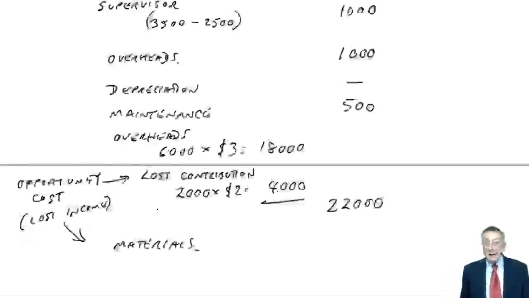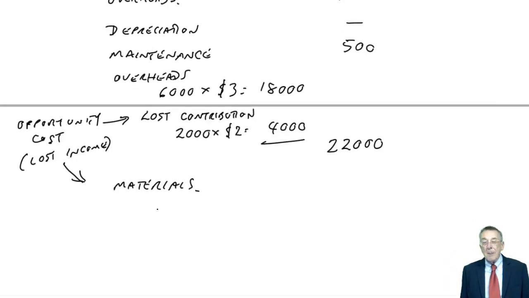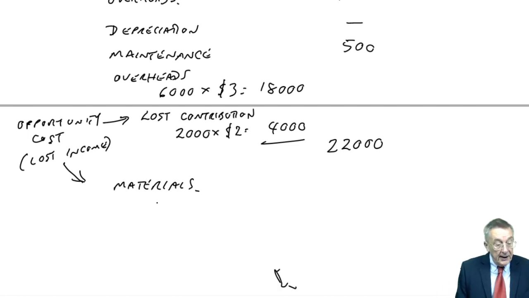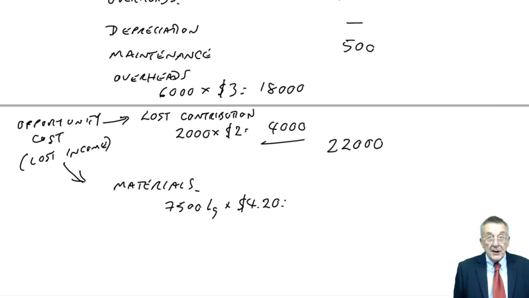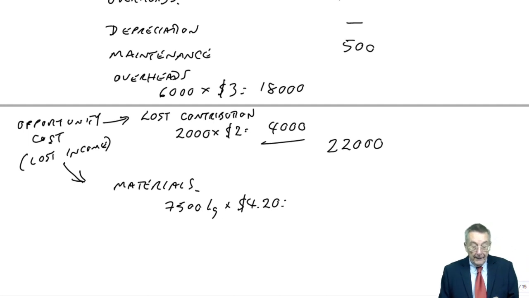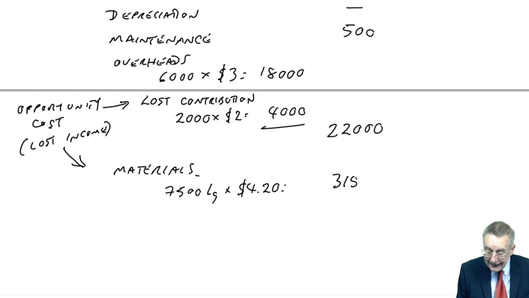There's no direct cost of the material. We're not having to buy any specially. But if we could have earned $4.20 a kilo, then to make this contract worthwhile, we've got to get from the contract at least $4.20 a kilo. And so the cost would be the lost sale proceeds. It's 7,500 kilos we actually need, and we could have sold it for $4.20. So using it in the contract is losing us a total of 31,500 that we could have earned.